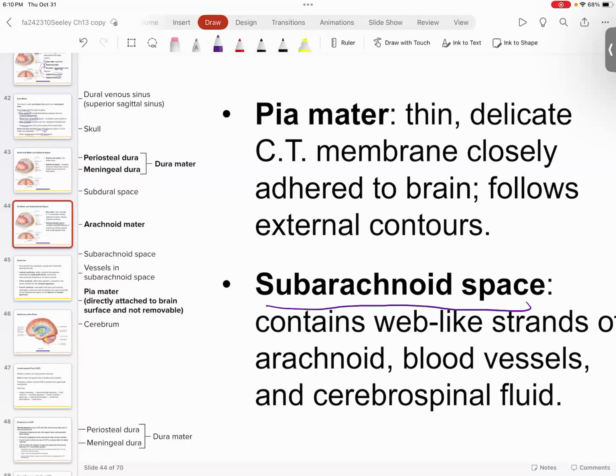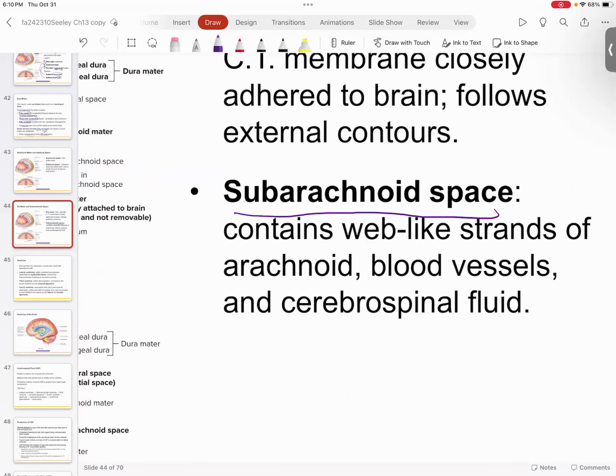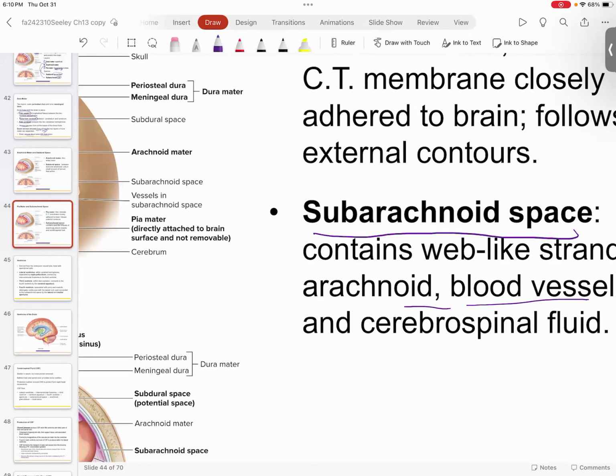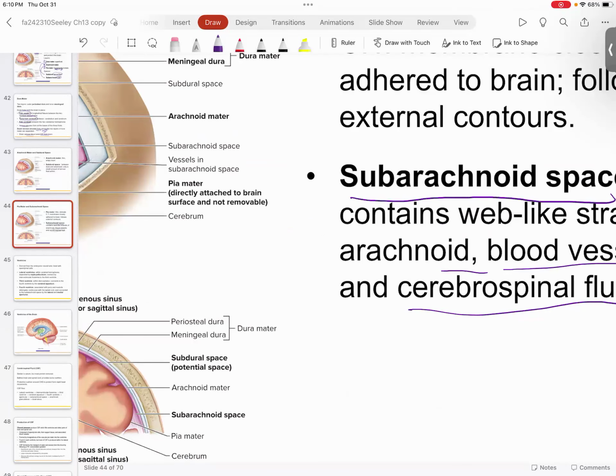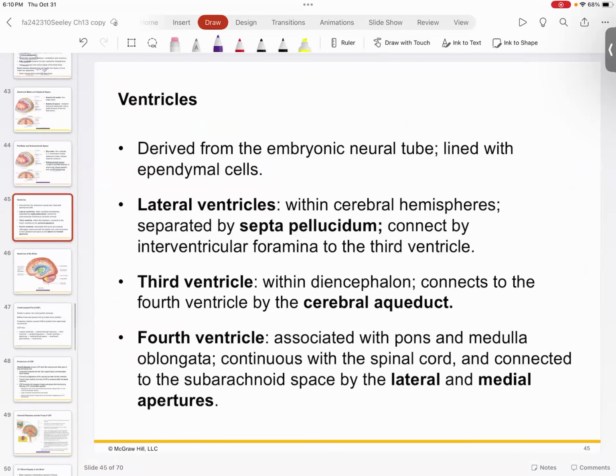Now, just above the pia mater and below the arachnoid mater is the subarachnoid space. And this is basically where you're going to have these web-like strands. That's the arachnoid piece, spider webs. You're going to have blood vessels in here, and you're going to be circulating your cerebrospinal fluid. This is where your main circulatory space is for your cerebrospinal fluid. And we're going to take a look at this here in just a second, as we see where the cerebrospinal fluid circulates around the brain itself.